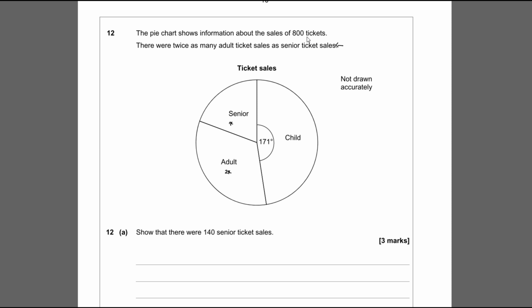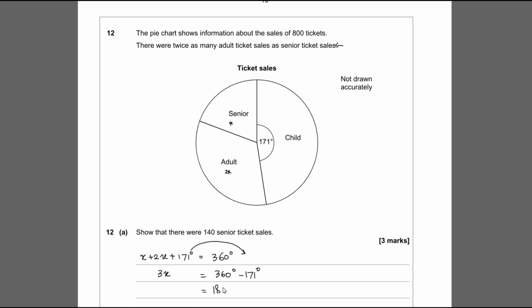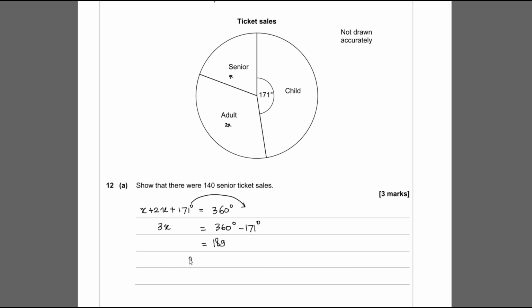The whole sales will be 800. And then for the senior tickets, which is here, that means we add senior, adult, and child to make 800 tickets. So we have X here, 2X here, and 171 degrees here. Let's have X plus 2X plus 171 degrees. That will make the whole circle. The whole circle is 360 degrees. X and 2X, it is 3X. And then 171 will move to the right hand side as usual. 360 minus 171 degrees. What is it? 360 minus 171. It's 189. And then leave X alone here.